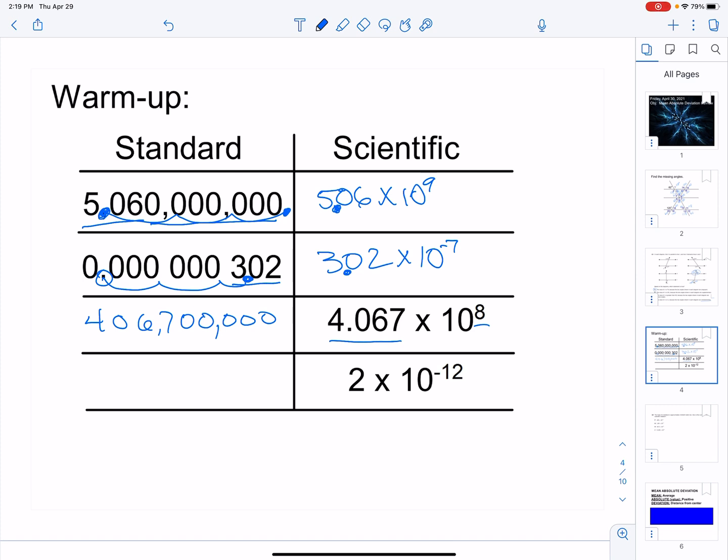Okay, so this next number is going to be a small number, so it's going to be a decimal value. So I'm going to write my significant number. Now, where's my decimal at in this number right now? It's right here. And I need to move it 12 places. Now, since it's going to be small, I got to move the decimal that direction. Okay, so I need to move it 12 places to the left.